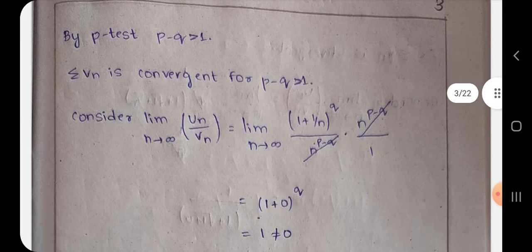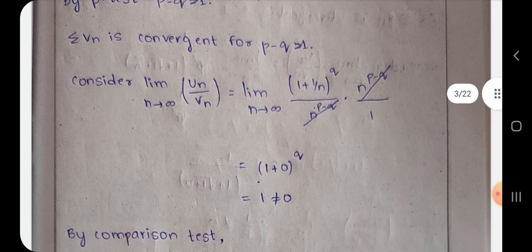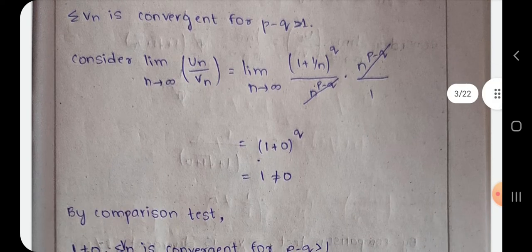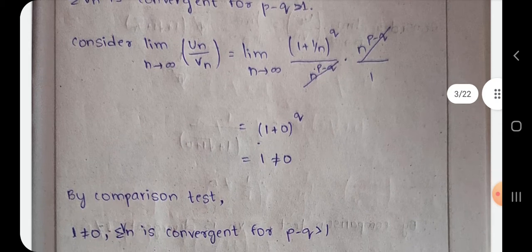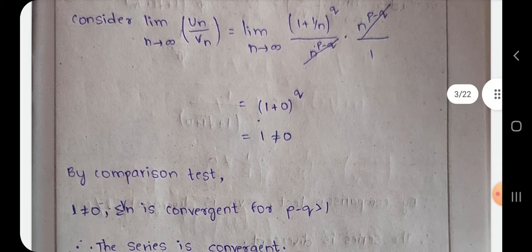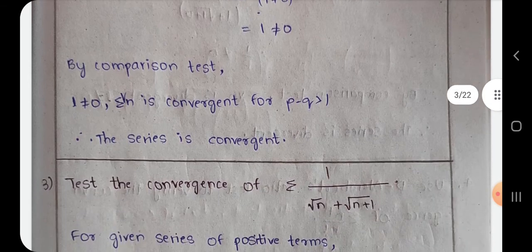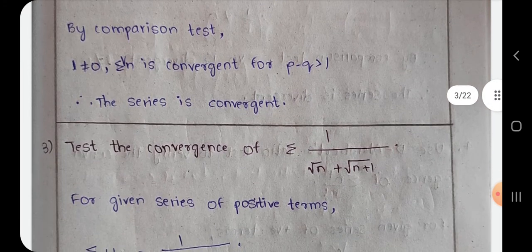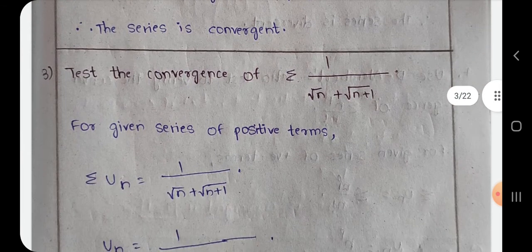Applying the p test, in order to say it is convergent, that power should be greater than 1. So you are applying the limit of un by vn, and finally you are getting the answer 1, not equal to 0. So you can say that it is convergent under the condition p minus q greater than 1.